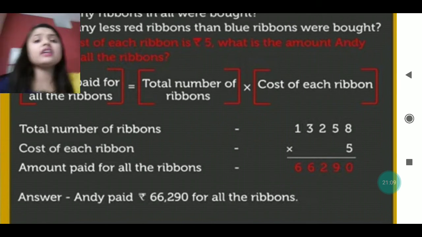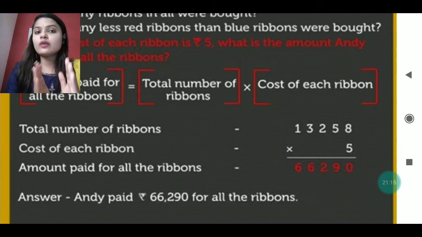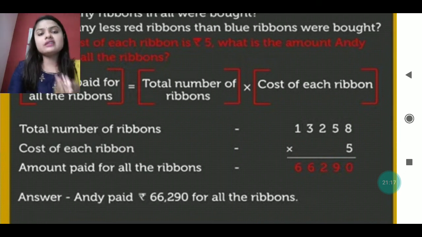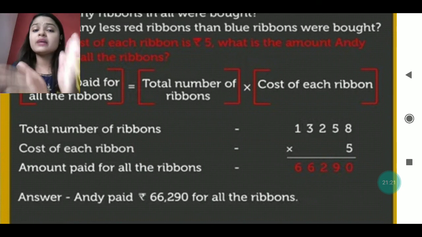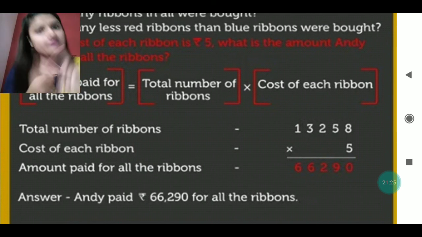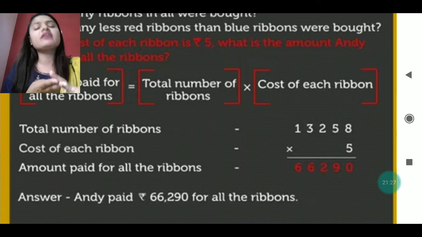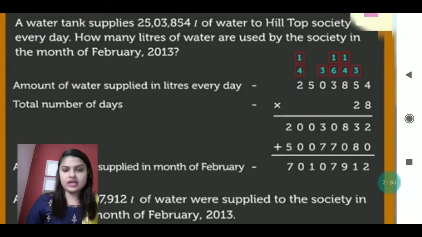This is the question in which addition was also there, subtraction was also there, and multiplication was also there. Because first we calculated the total number of ribbons. Then it was asked to calculate how many fewer red ribbons there were than blue ribbons, which we calculated. In the third part we calculated the cost of all the ribbons. Okay, keep this in your mind. Next, here I have one more question.